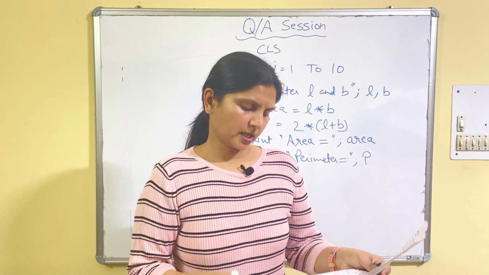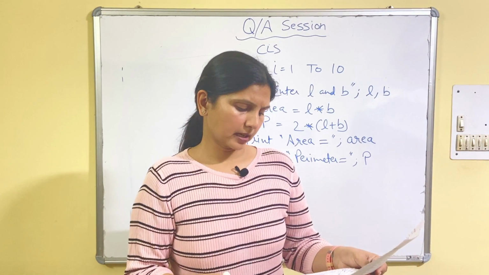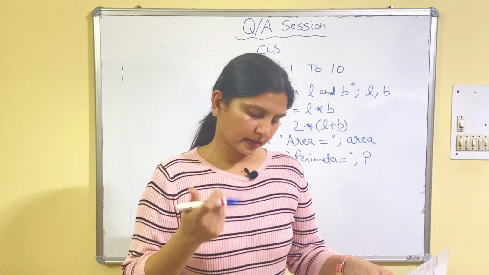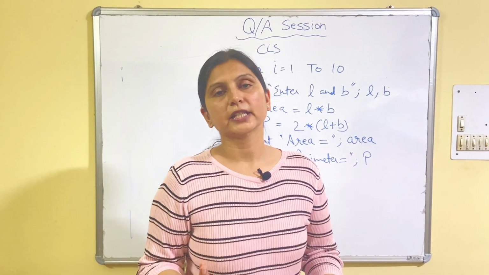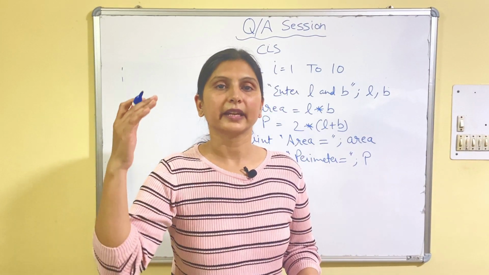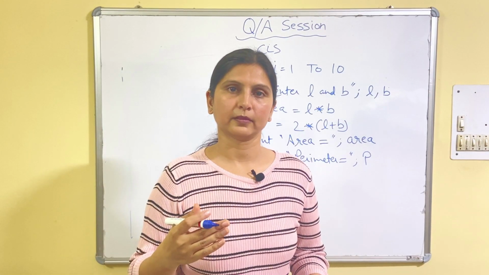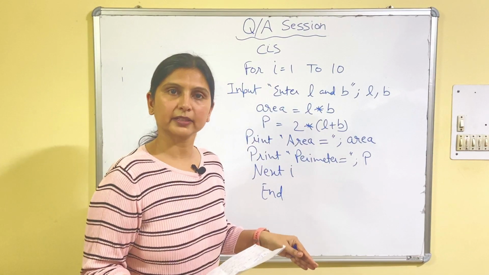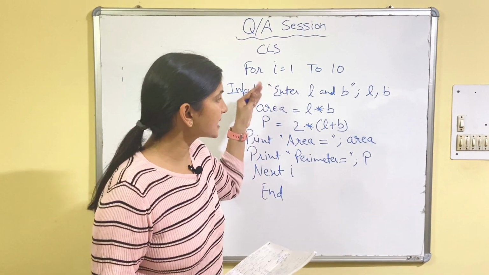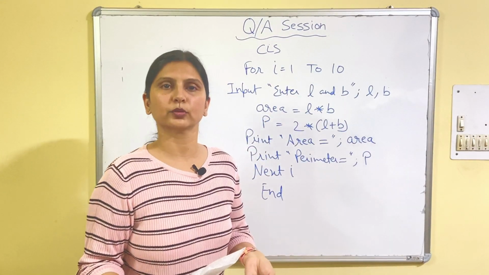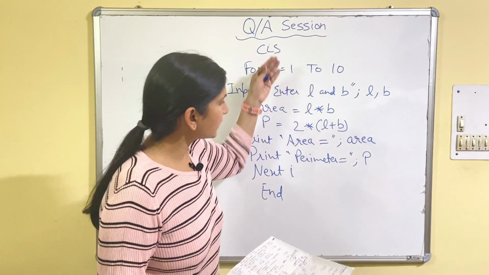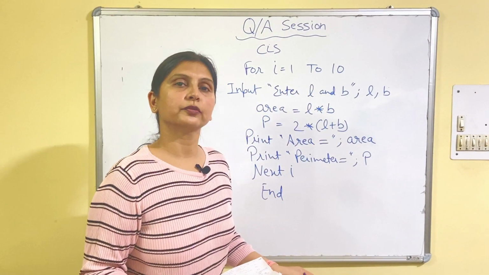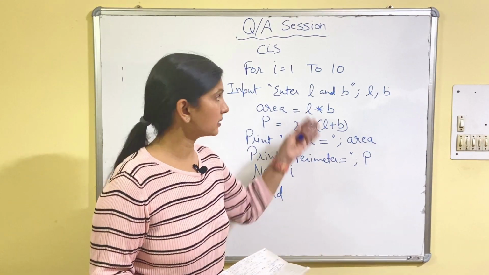Fine. Ma'am, I am not understanding how to make a flowchart in QBasic. Okay, name is not given. See, what is a flowchart? A flowchart is a simple graphical representation of a program. What is a program? A set of statements in a sequence. To solve any problem, when we write the statements in a sequence, that is called a program. And flowchart means a graphical representation of a program or these statements, instead of writing the statements.